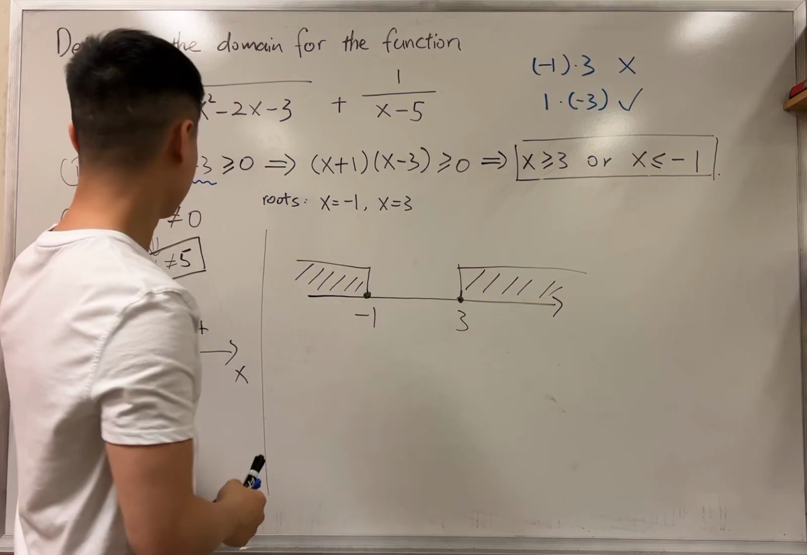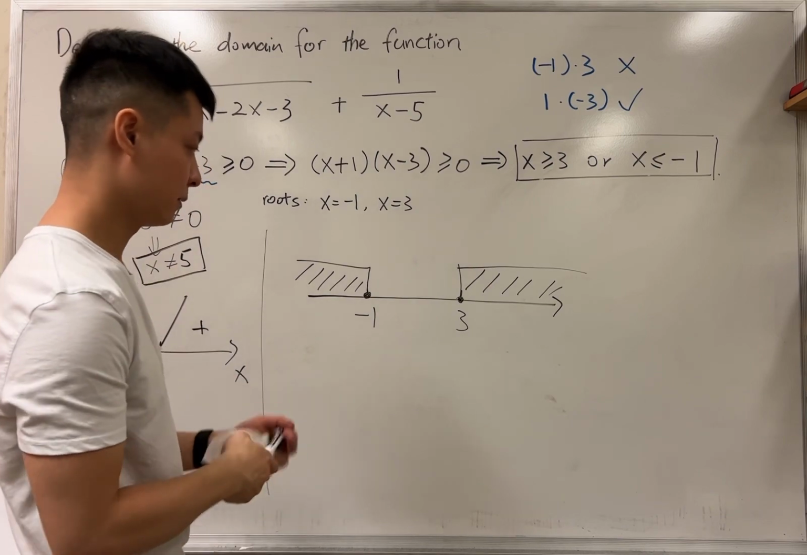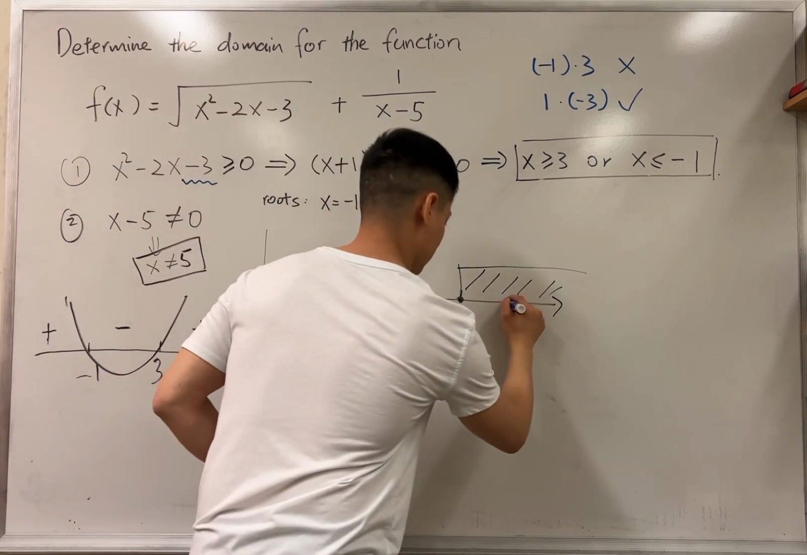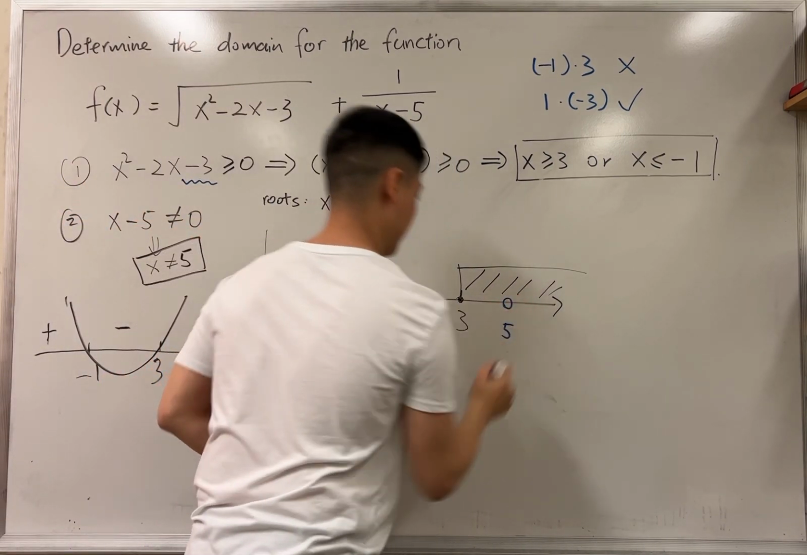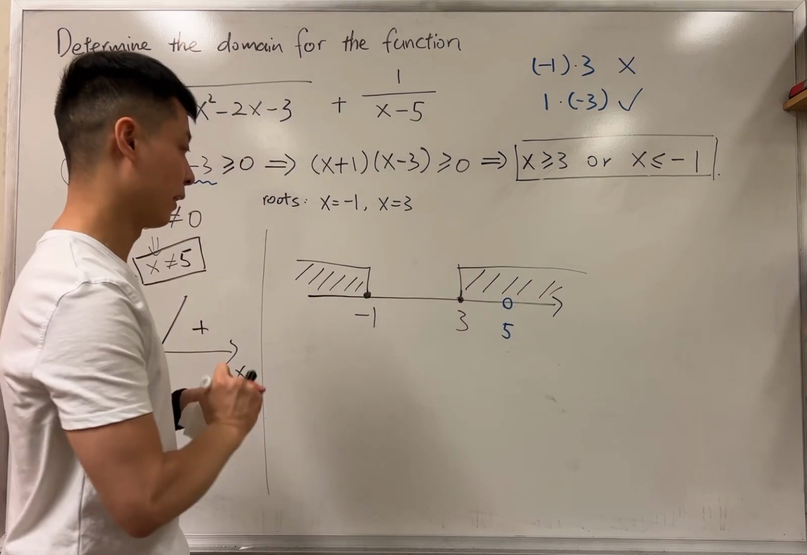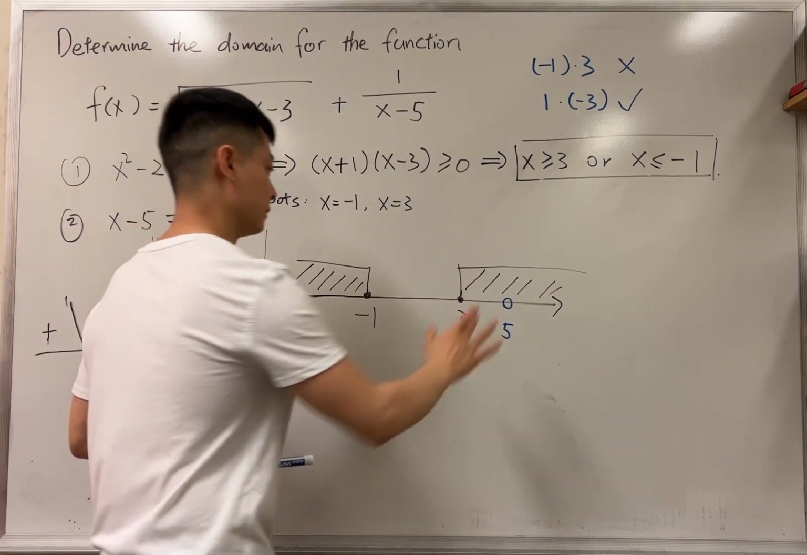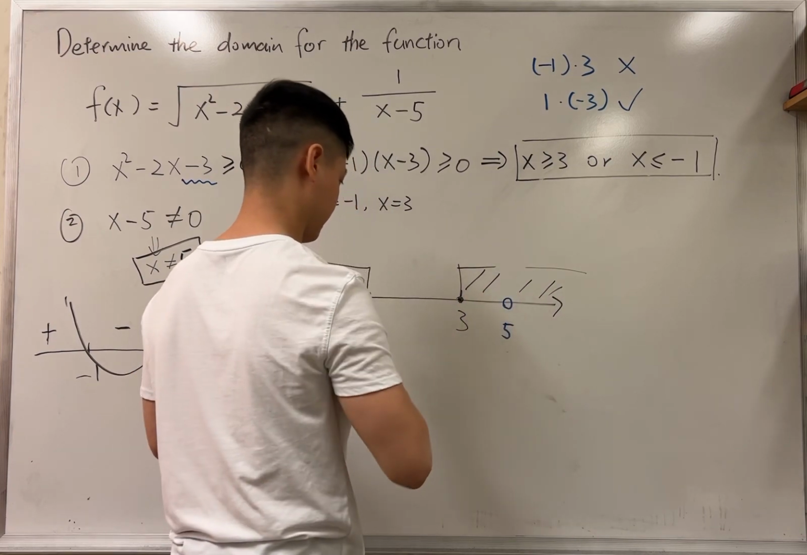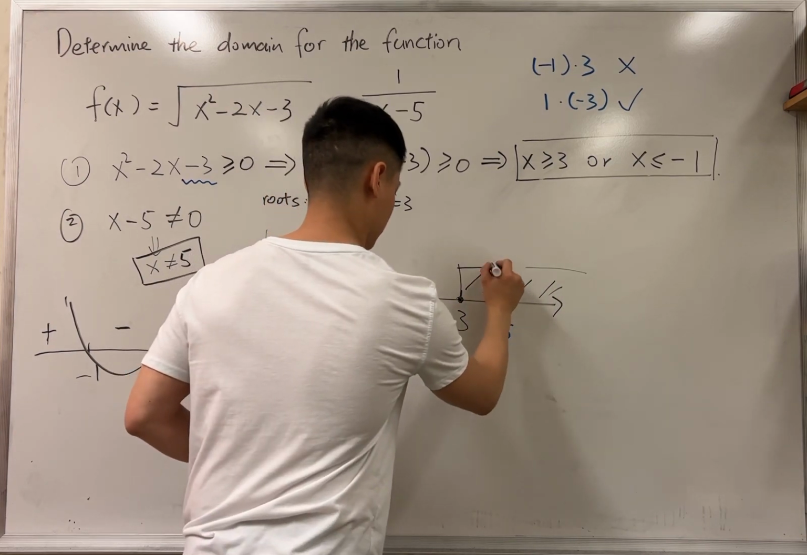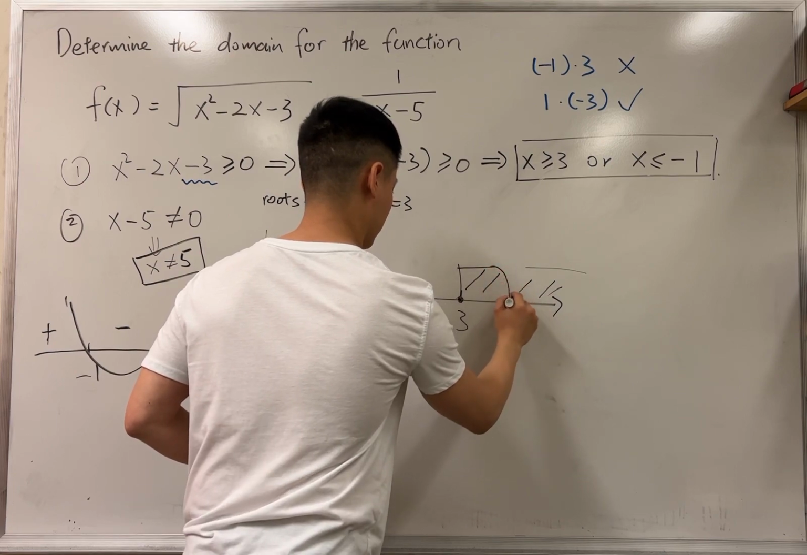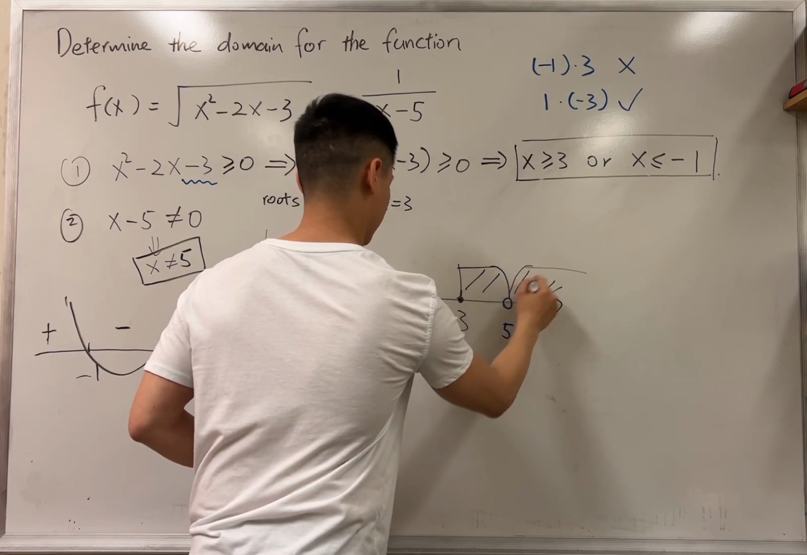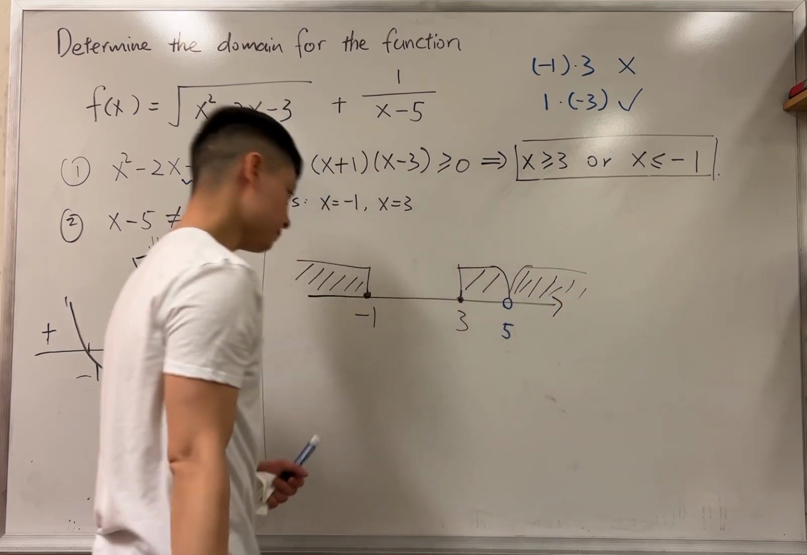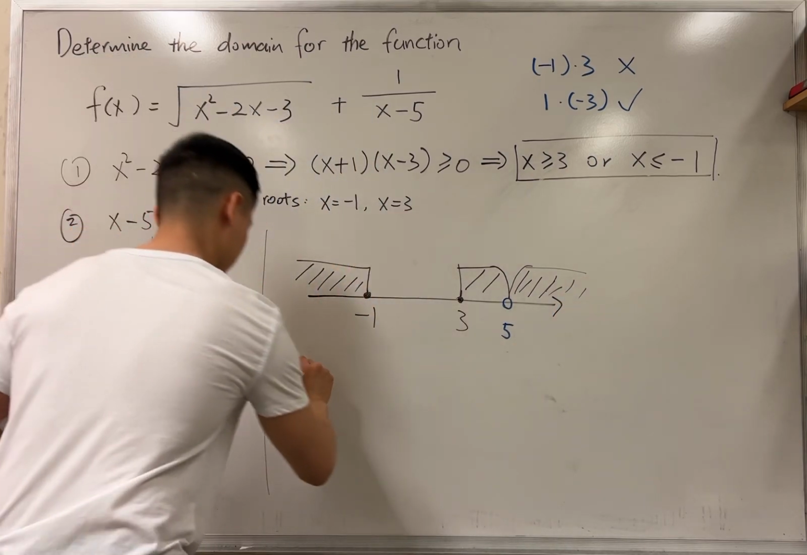So that is the diagram for the first condition. The second condition is x is not equal to 5. So the number 5 here has to be removed. And that's going to modify our graph a little bit. So we're going to have the graph that looks like this. 3 to 5, not including 5. And then from 5 to infinity.